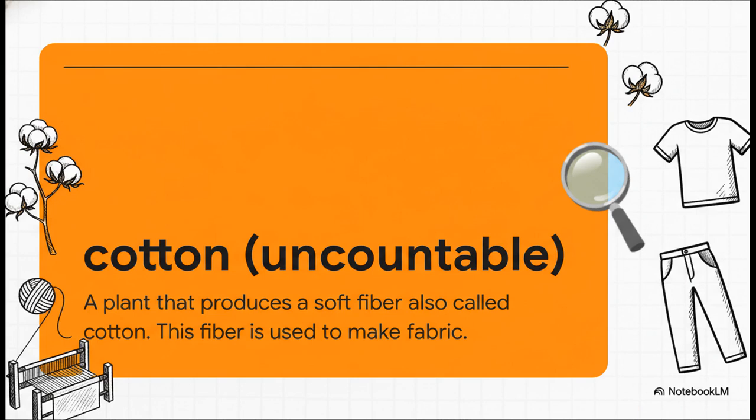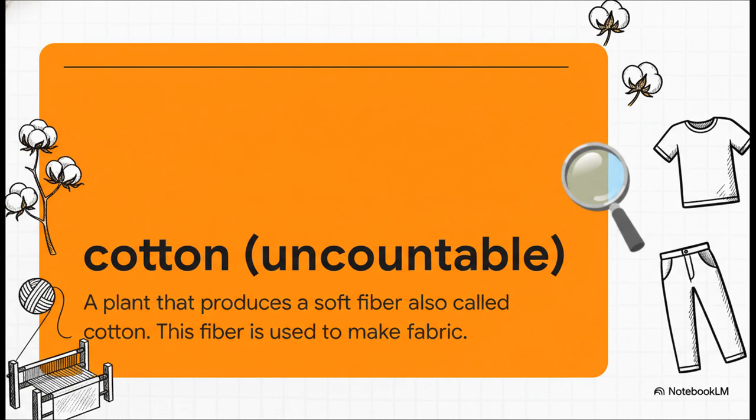Here it is, the definition from the Simple English Wiktionary. I mean, it's pretty much exactly what you'd expect, right? A plant that produces a soft fiber used to make fabric. Super simple, totally familiar. My shirt is made of cotton. We get it. But wait a minute, look closer.